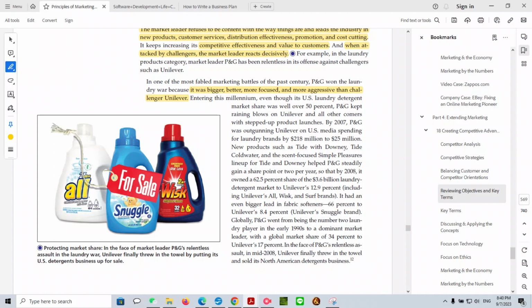helped P&G steadily gain a share point or two per year, so that by 2008 it owned 62% share of the $3.6 billion market, including Unilever's All, Wisk, and Surf brands, and had an even bigger lead in fabric softeners, 66% to Unilever's 8.4% for its Snuggle brand. Globally, P&G went from being a number 2 laundry player in the early 1990s to a dominant market leader with a global market share of 34% to Unilever's 17%. In the face of P&G's relentless assault, in mid-2008, Unilever finally threw in the towel and sold its North American detergent business because it could no longer compete.